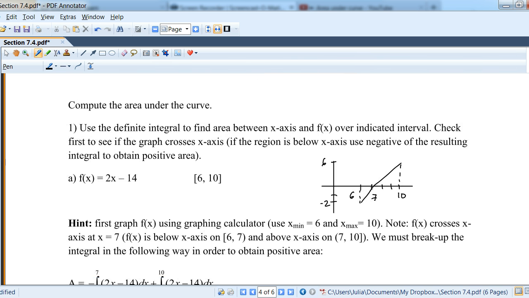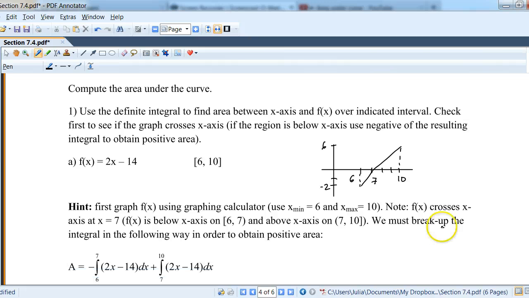Then a couple of compute area under the curve in this section. Also make sure to leave enough time for this section for the homework. Area under the curve: if you're given it, make sure to graph it. So if it's 2x minus 14, it's a line, so I just plugged in the 6.